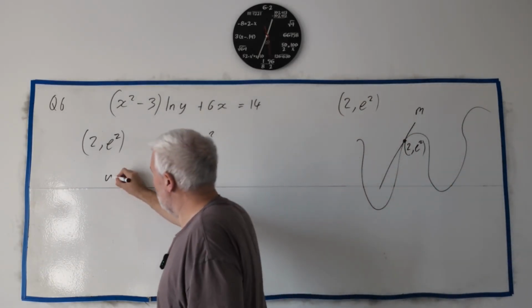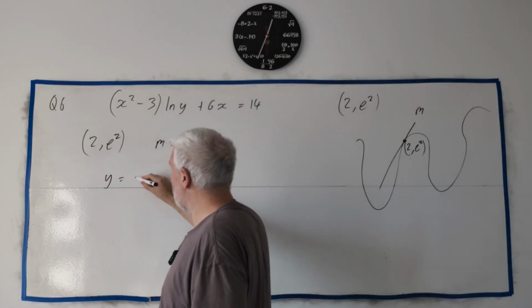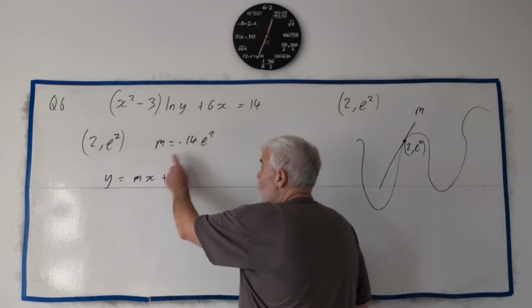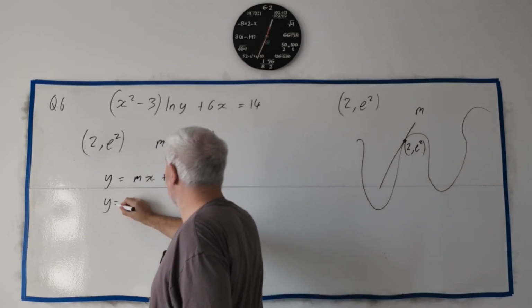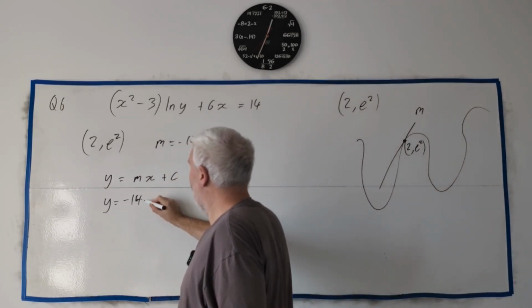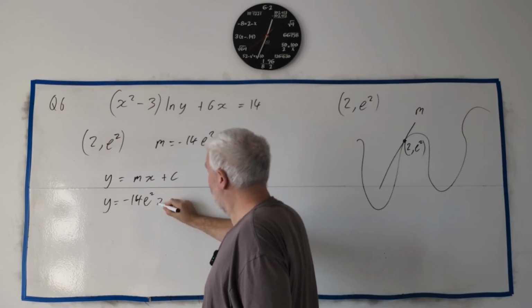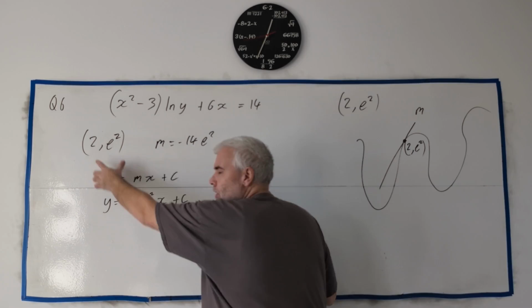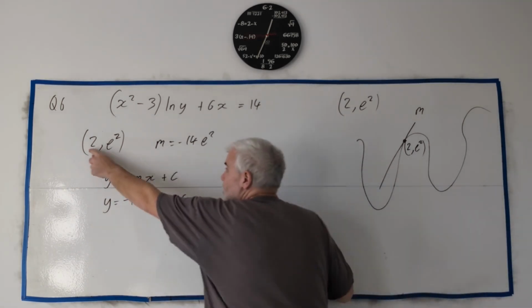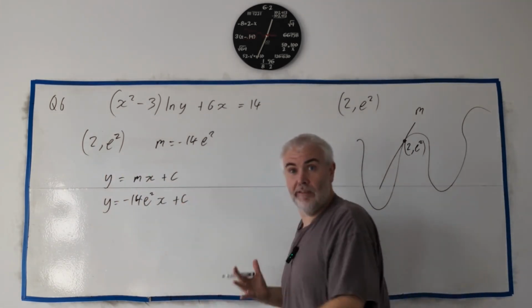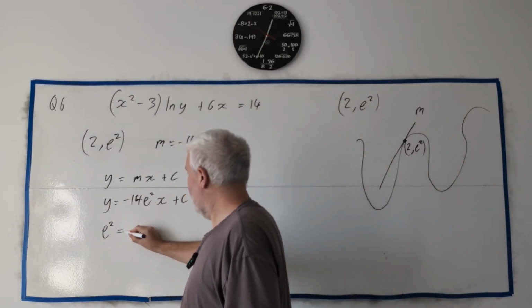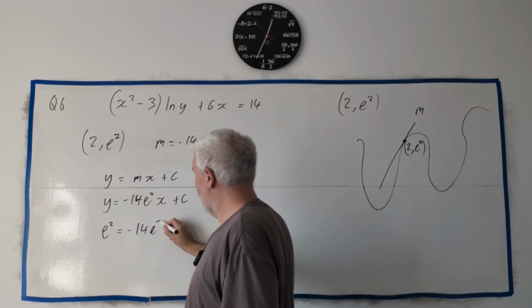A line is the same as y is equal mx plus c. M we have right here, so we put that in. Y is equal minus 14 e squared times x plus c. How do we find c? We use the point to find c. We put in x and y, and we'll find out what c is. So y is e squared equals minus 14 e squared.